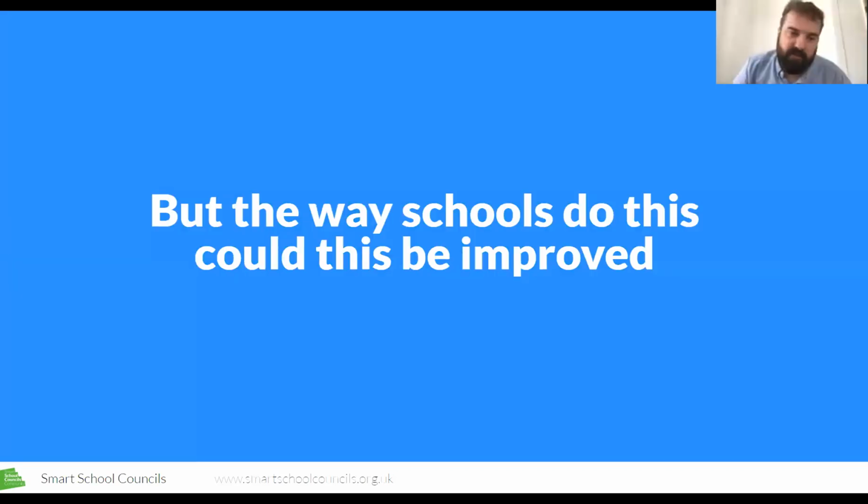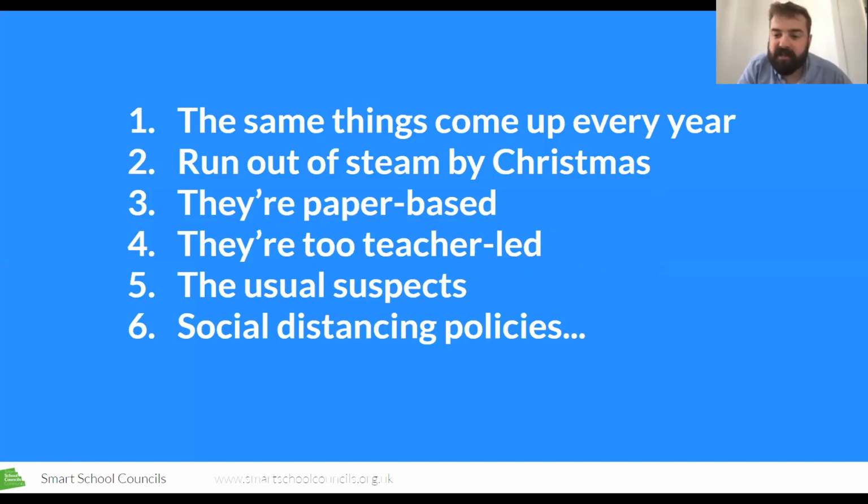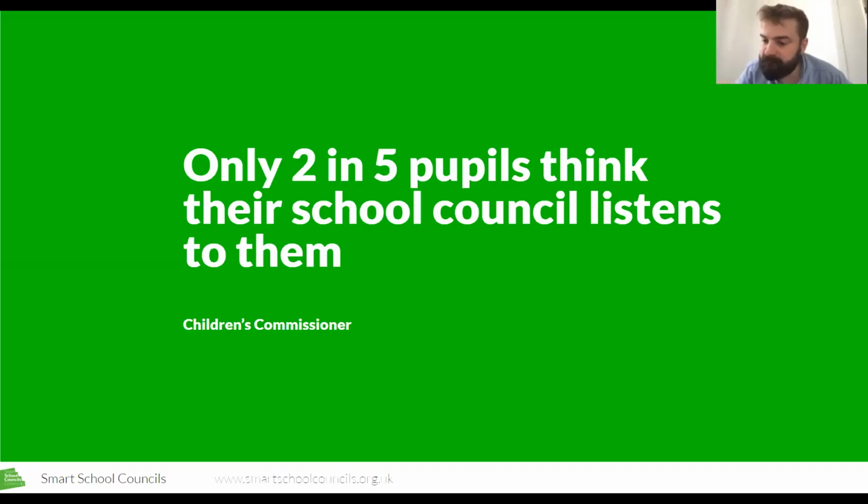But as we know, we think that the way that schools normally do this could be improved. So a normal school council suffers from lots and lots of different issues. Same things come up every year. They get to Christmas, they run out of steam, loads of paper-based stuff, often teacher-led, usual same people every year. And obviously this year we've got this new thing, which you will know, thrown into that. How do you involve young people's voices when they're in bubbles?